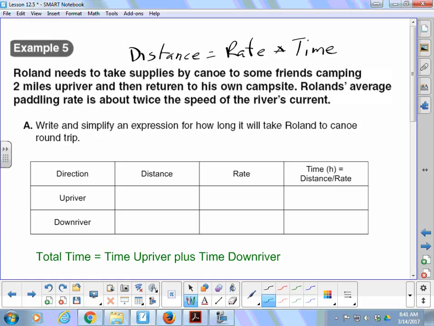So in this problem, we're going to let x equal the speed of the current, because that's something that's not going to change. The speed of the current is going to be the same whether you're going upstream or downstream. The question is, how does it affect my speed, how fast I'm actually going?